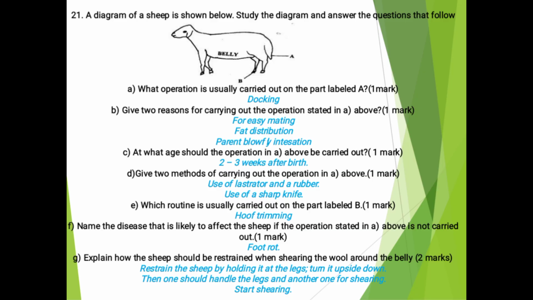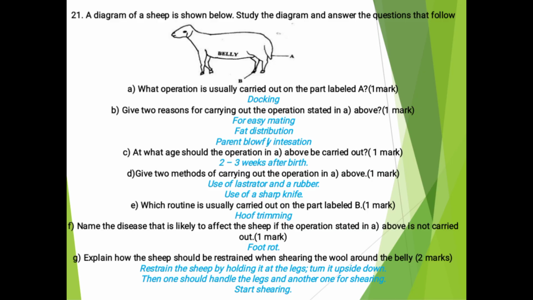Question 21. A diagram of a sheep is shown below. Study the diagram and answer the questions that follow. So when you look at the diagram, this is a sheep, and this part is labeled belly, and then we have part A labeled at the tail, then part B labeled at the foot or hoof.